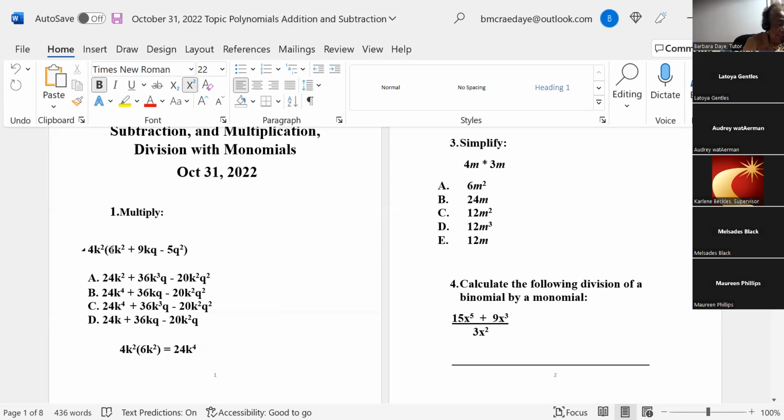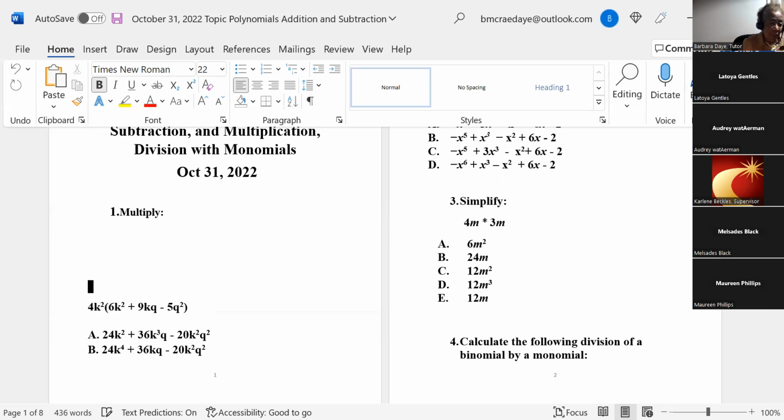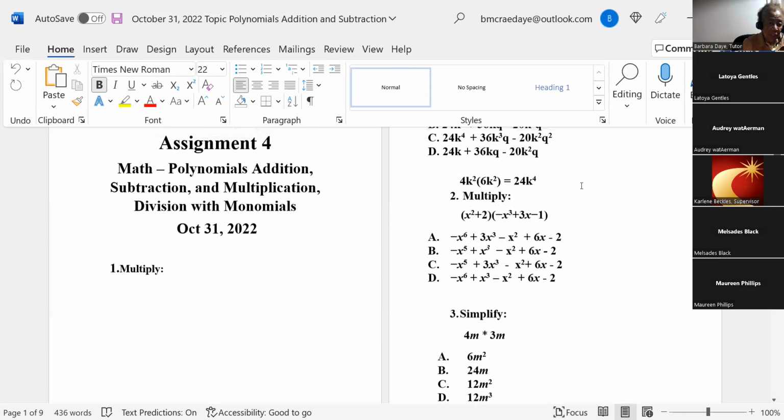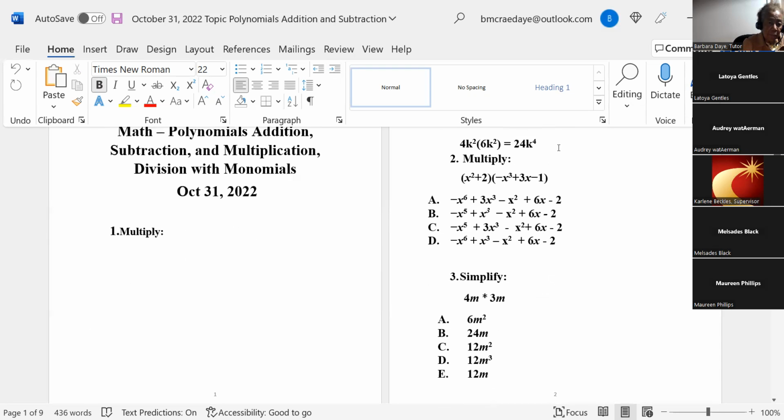All right, so the next step is to multiply the 4k to the second. Now, if you can do this without having to write it out, if you can just follow it horizontally, then you don't have to go through this. But I'm just doing this with simplification.